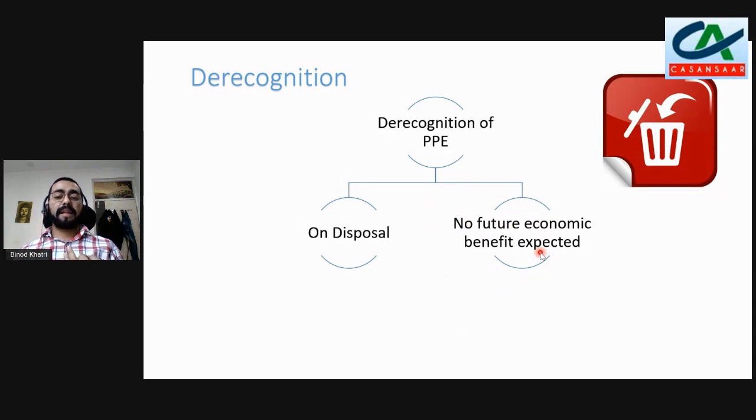If you are not expecting any future benefit to flow to the entity by using that specific asset, we need to de-recognize that from the financial statement. For example, we have an AC, but the AC is not operating, or we have a car but we can't give that car as a rental because of some reason, the car is already damaged, or for some reason the car is not in operational condition.